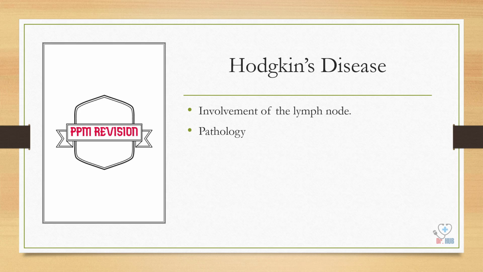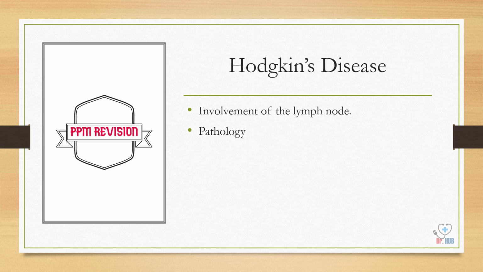So moving on to the stages, there is stage 1. Under that there is stage 1 and stage 1E. Under 1 there is involvement of a single lymph node region. Under 1E there is involvement of an extranodal site. And in stage 2, there is involvement of 2 or more lymph node regions on the same side of the diaphragm. And 2E, there is involvement of an extranodal organ or site.